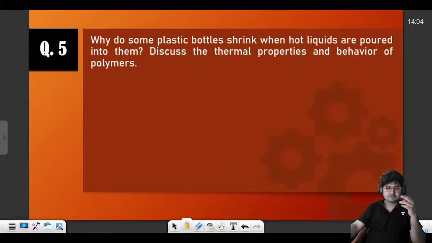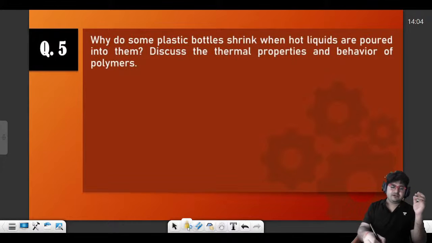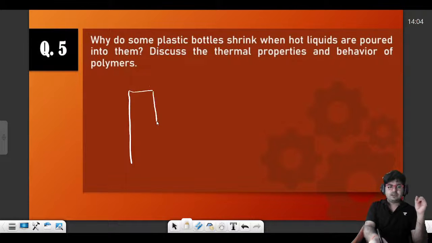लास्ट क्वेश्चन, यहाँ पे और भी है। हाँ, 6 क्वेश्चन। Why do some plastic bottles shrink when hot liquids are poured into them? Discuss the thermal properties and behavior of polymer. ठीक है, देखो गाइस, अगर आपको पता हो प्लास्टिक बॉटल्स या जो, आप घर में भी एक एक्सपेरिमेंट कर सकते हो, बिस्लेरी की या कोई सी भी पानी की एक बोतल ले लेना, उसमें आप गर्म पानी रखना, just fill that with some hot water, not completely but up to some height. ठीक है, hot water.